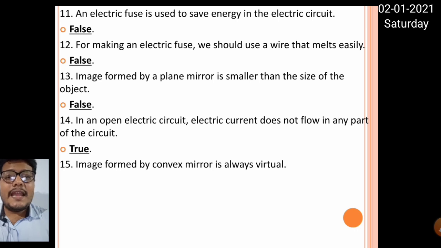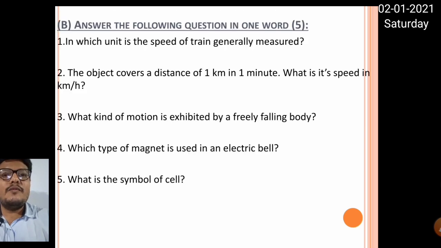See number 15, image formed by convex mirror is always virtual. Again I am reading, image formed by convex mirror is always virtual. They are talking about the convex mirror. It is always virtual, so it is correct, right? So true. Now let's go for the next one, that is question number 2B. Answer the following questions in one word.